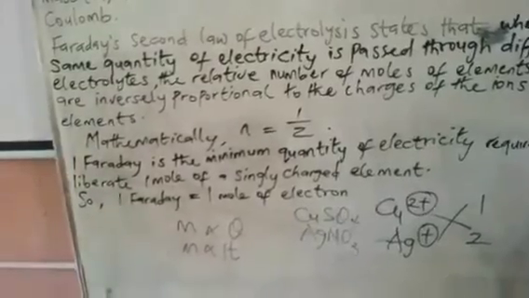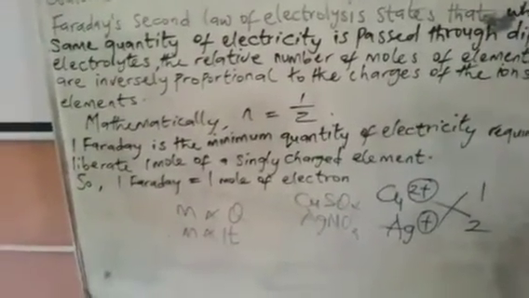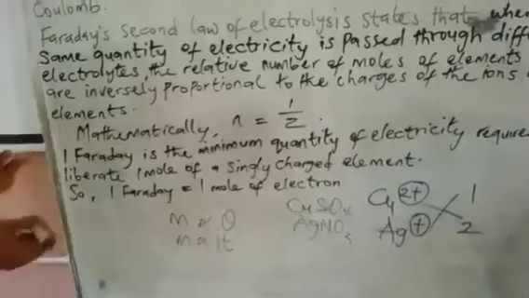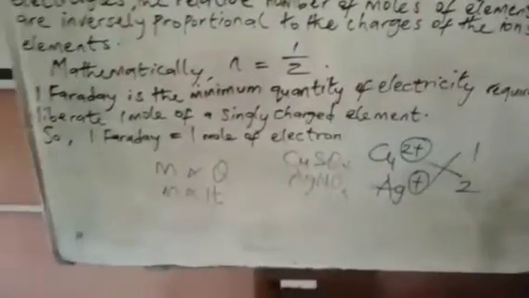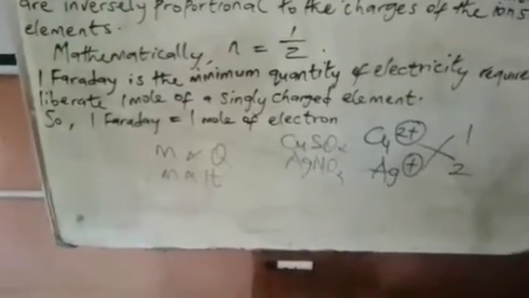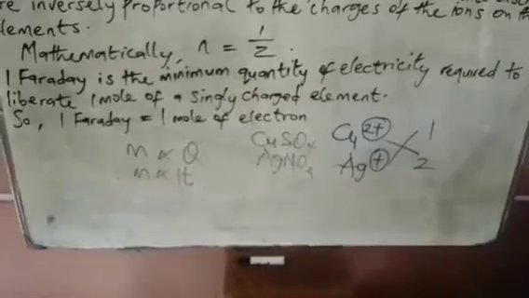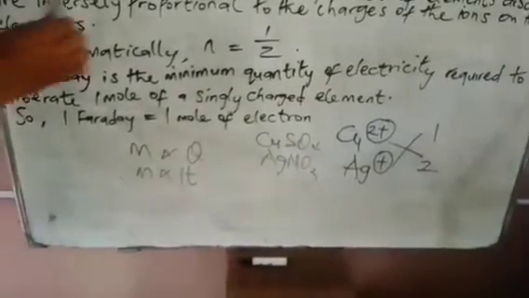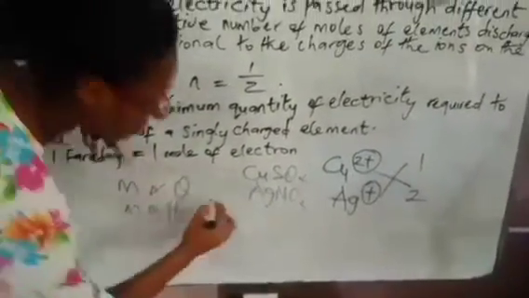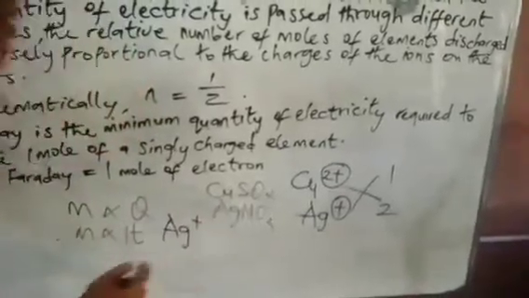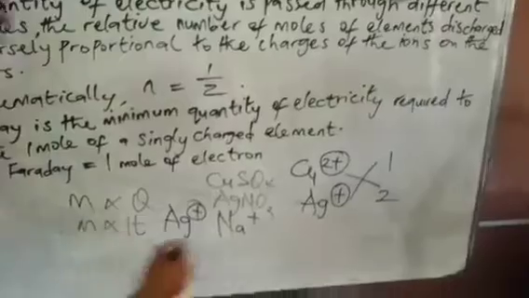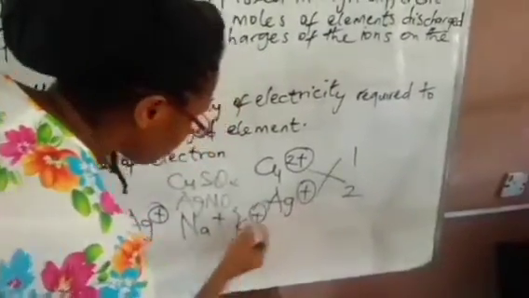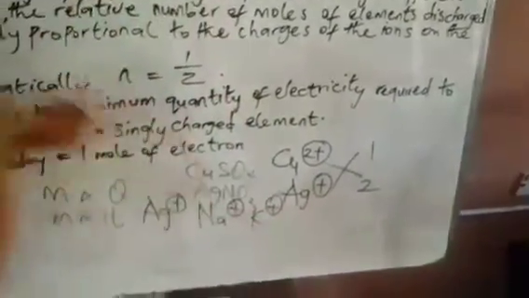Now, with this also, he came to an understanding that 1 Faraday is the minimum quantity of electricity required to liberate 1 mole of a singly charged element. When we talk about a singly charged element, we're talking about silver, Ag+. This is just 1 charge. We can also talk about potassium. So we just talk about the singly charged elements.